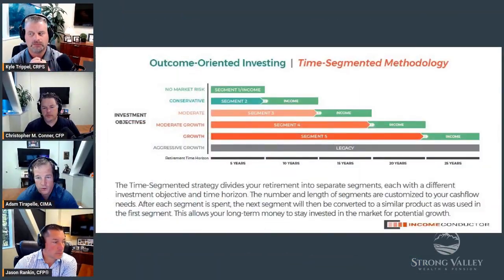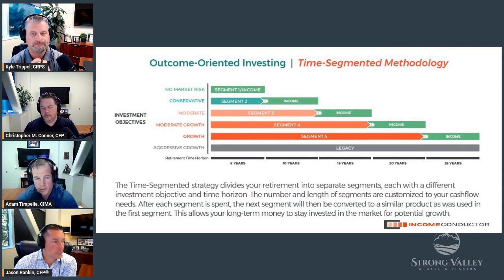So it's basically time segmentation. It's a time segmentation strategy. The software is Income Conductor. We call it the lifetime income model. And if you want to put up the chart, just a time segmentation chart, this is designed to show how it works.